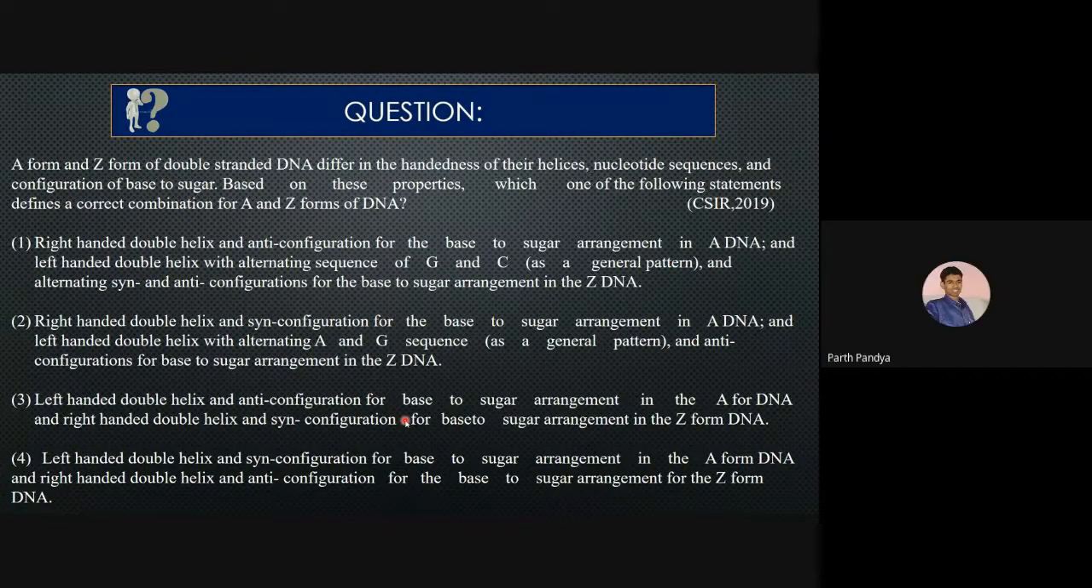Sir, left-handed. Yes, well, the correct answer is 1. Why? Because it is right-handed in the case of A and B configuration of DNA, and it is left-handed in the case of Z. And in the last slide, we only observed the 2 letters G and C in the alternating sequence. So it goes with the first correct option.